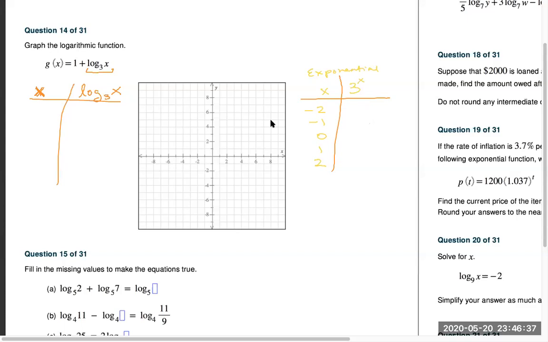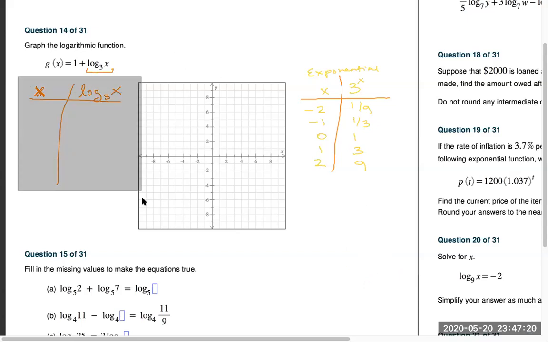When x is equal to -2, I have 3 to the -2 power. That's going to be 1 over 3 to the 2, which is 1 over 9. When x is -1, we get 1/3. X is 0, we get 1. X is 1, we get 3. X is 2, we get 9.